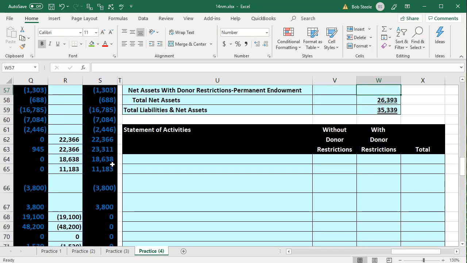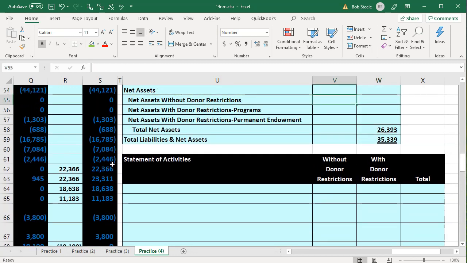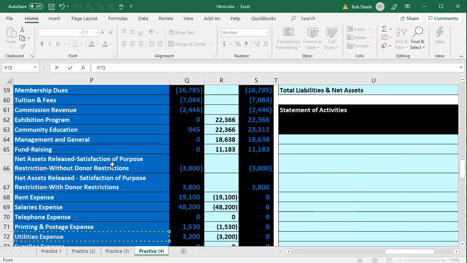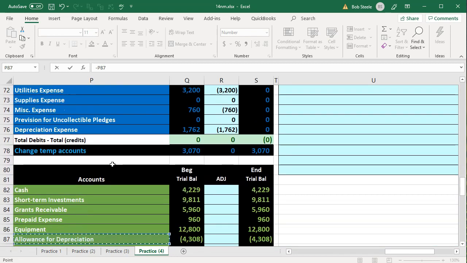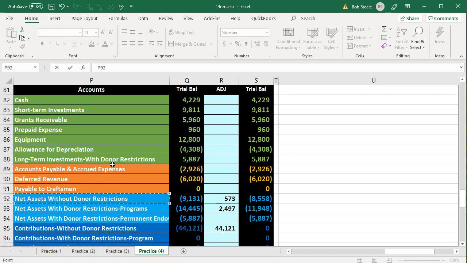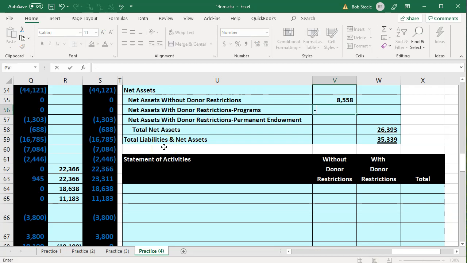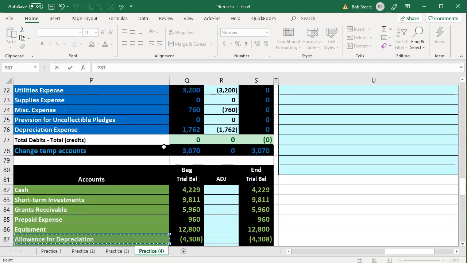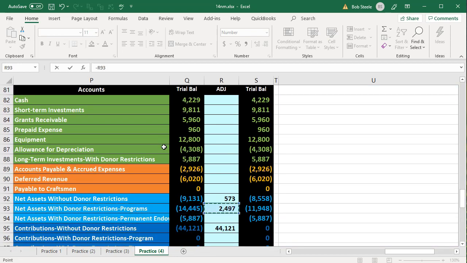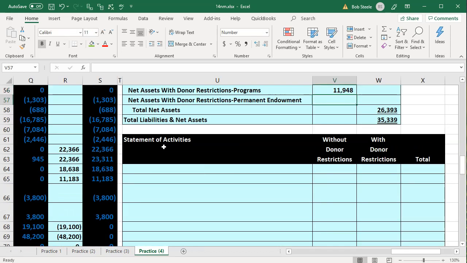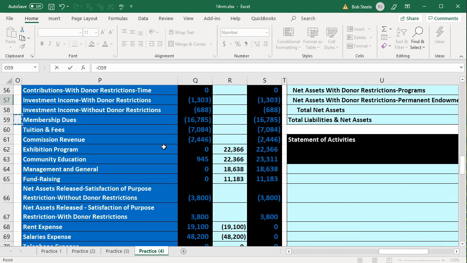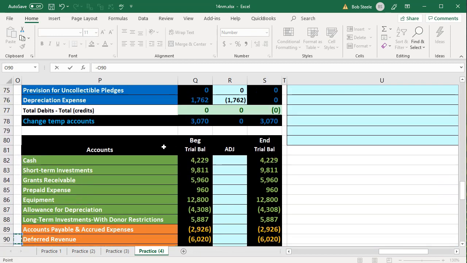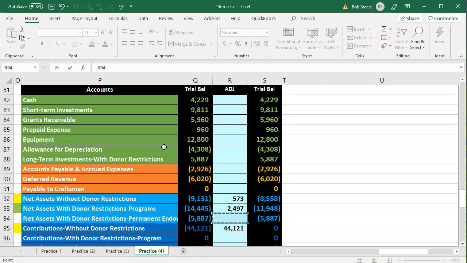So I'm going to go back up top. I'm going to say the ones without restriction is going to be negative to flip the sign, because I don't want a negative number here. It's going to be a negative on the trial balance, and we're going to flip the sign to make it a positive. So there's that 8,558. And then I'm going to take the one with restrictions for the program. I'm going all the way down to the last trial balance down here, with restrictions for the program, 11,948. And then the next one's going to be with restrictions for the permanent endowment. So we're going to scroll back down and pick that one up.